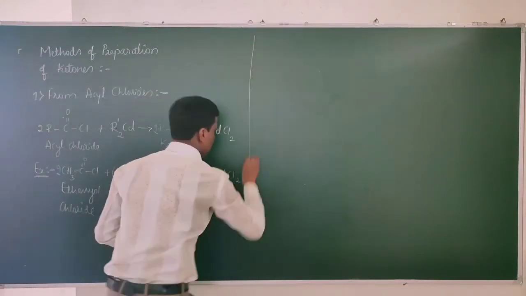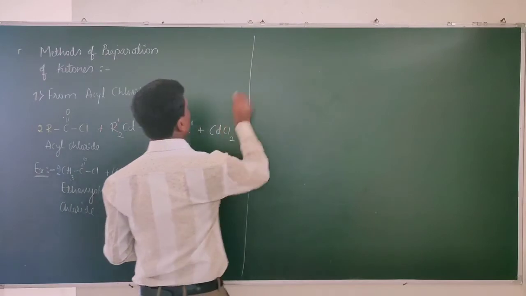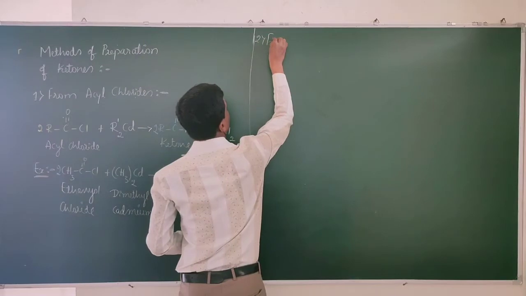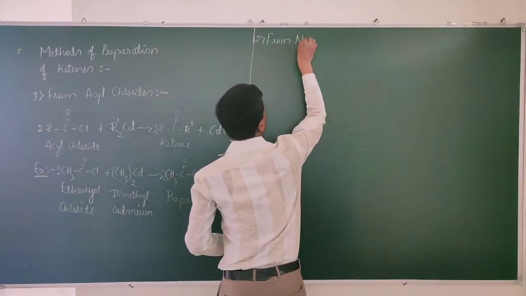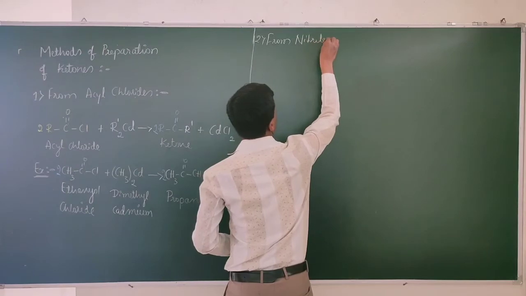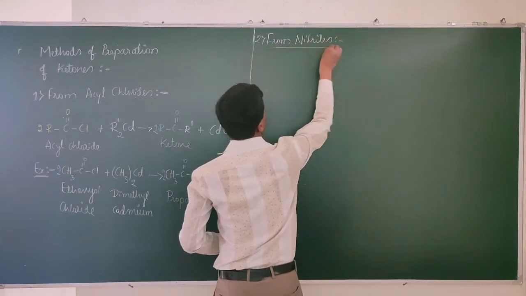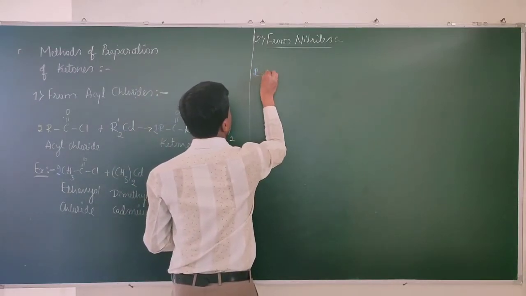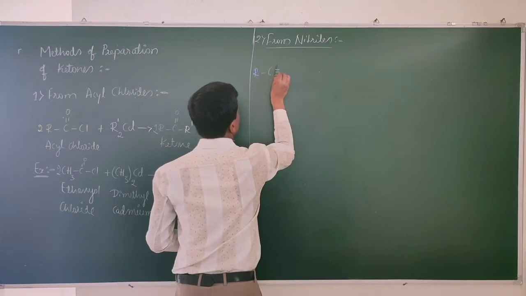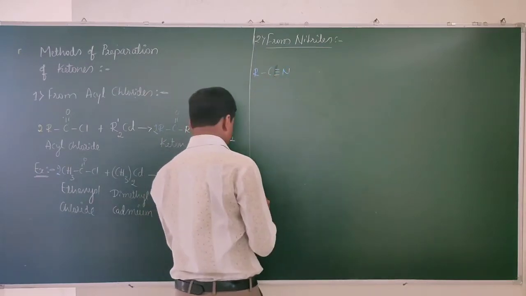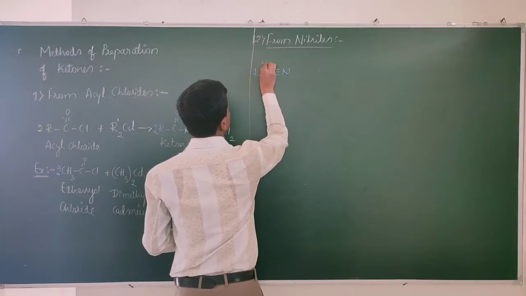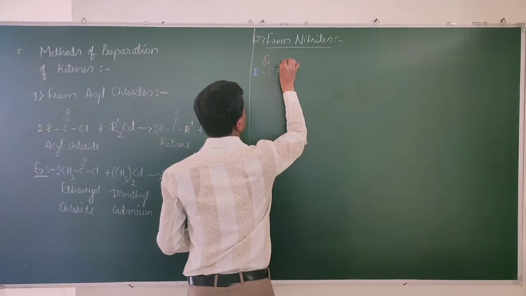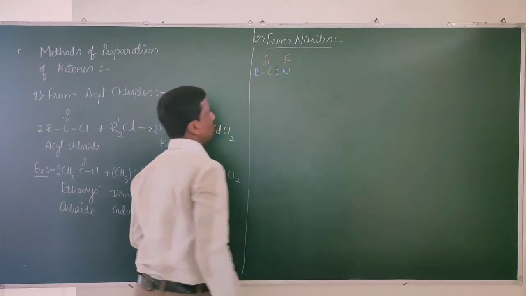Next one. Second one. From nitriles. Consider nitriles, RCN. Carbon is possessing partial positive charge here with respect to nitrogen, and this nitrogen is possessing partial negative charge. Please remember this one.